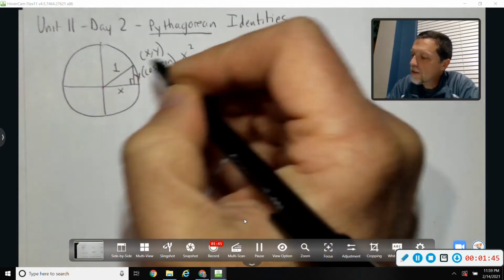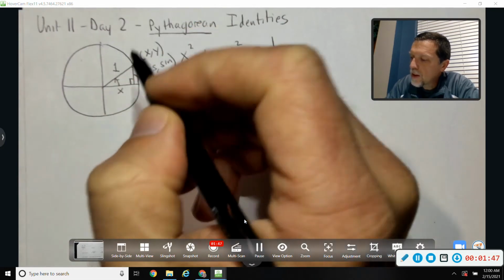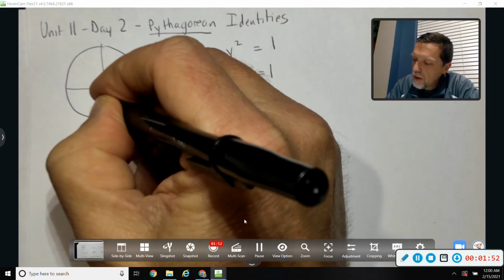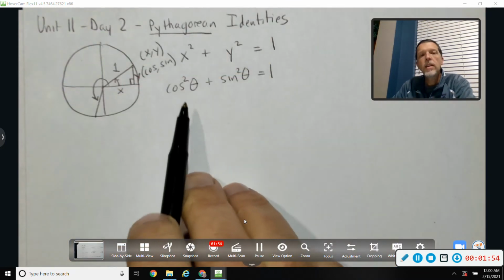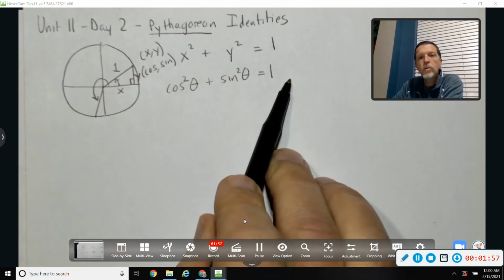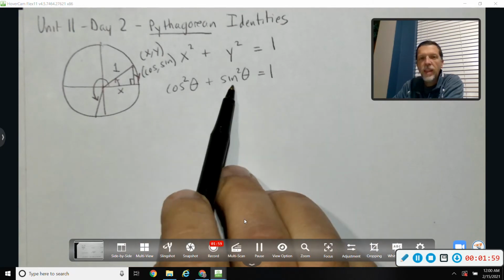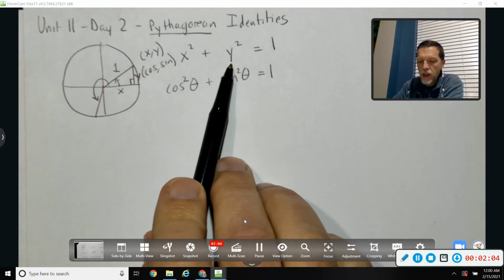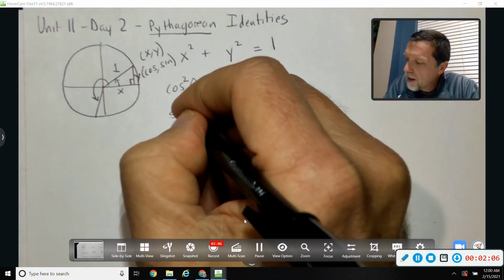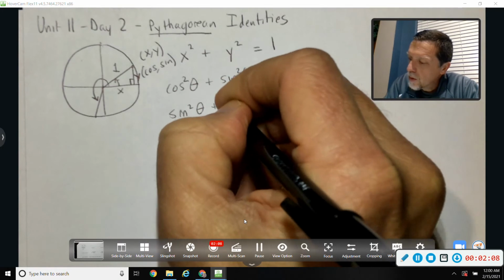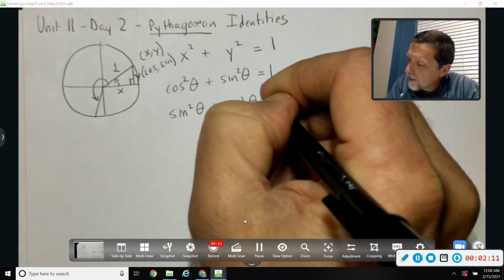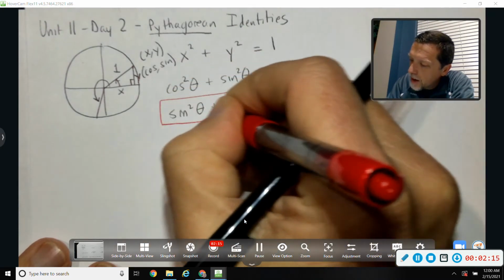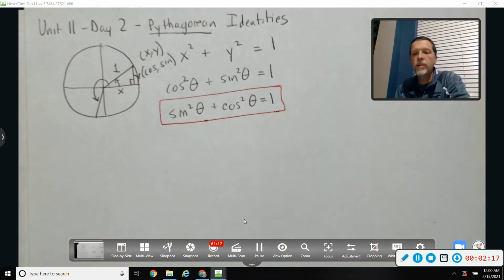So regardless of the angle, whether it's really small right there in the first quadrant or whether it's way over here in the third quadrant, whatever that angle is, cosine squared plus sine squared equals 1. Now, most people don't say it that way, even though that is what flows from x squared plus y squared equals 1. Most people say it this way: sine squared plus cosine squared equals 1. Obviously that's the same thing, but that's how most people say it and remember it. So I'm going to write that one down and box that one up.